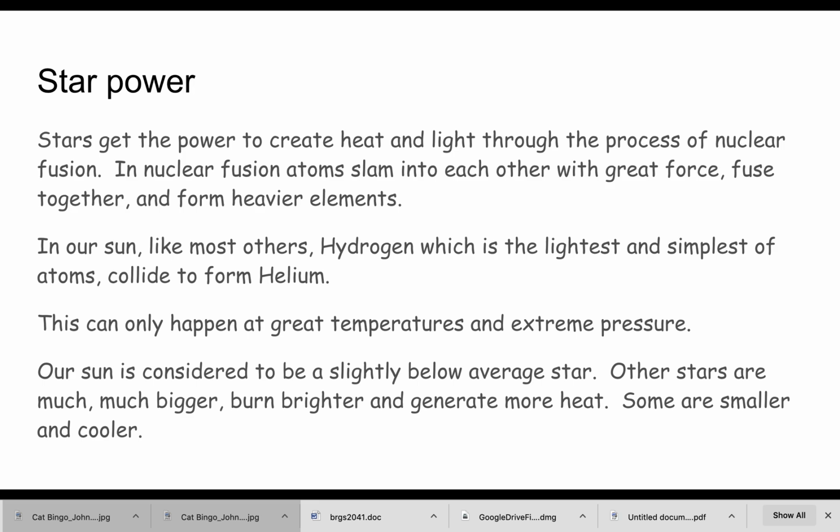So hydrogen being converted to helium by fusion creates an enormous amount of heat and light. This can only happen at great temperatures and extreme pressure. The pressure is coming from the gravity that the star is exerting, and it's forcing those atoms closer and closer together. They're colliding much faster, and eventually fusion starts. Compared to the other stars in our galaxy, our sun is a slightly below average star. You'll see that other stars we're going to look at are much bigger, they burn brighter and generate more heat, while others are smaller and cooler.